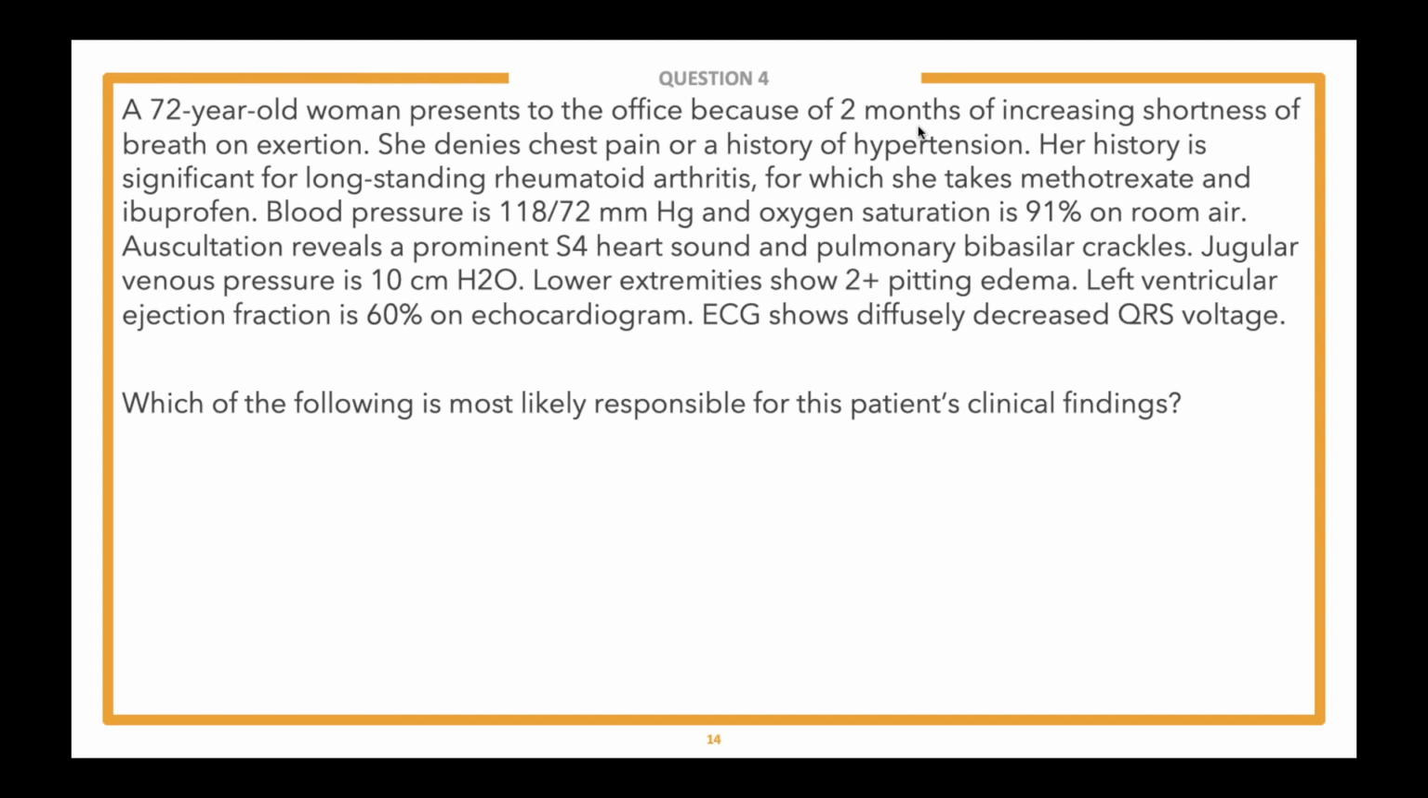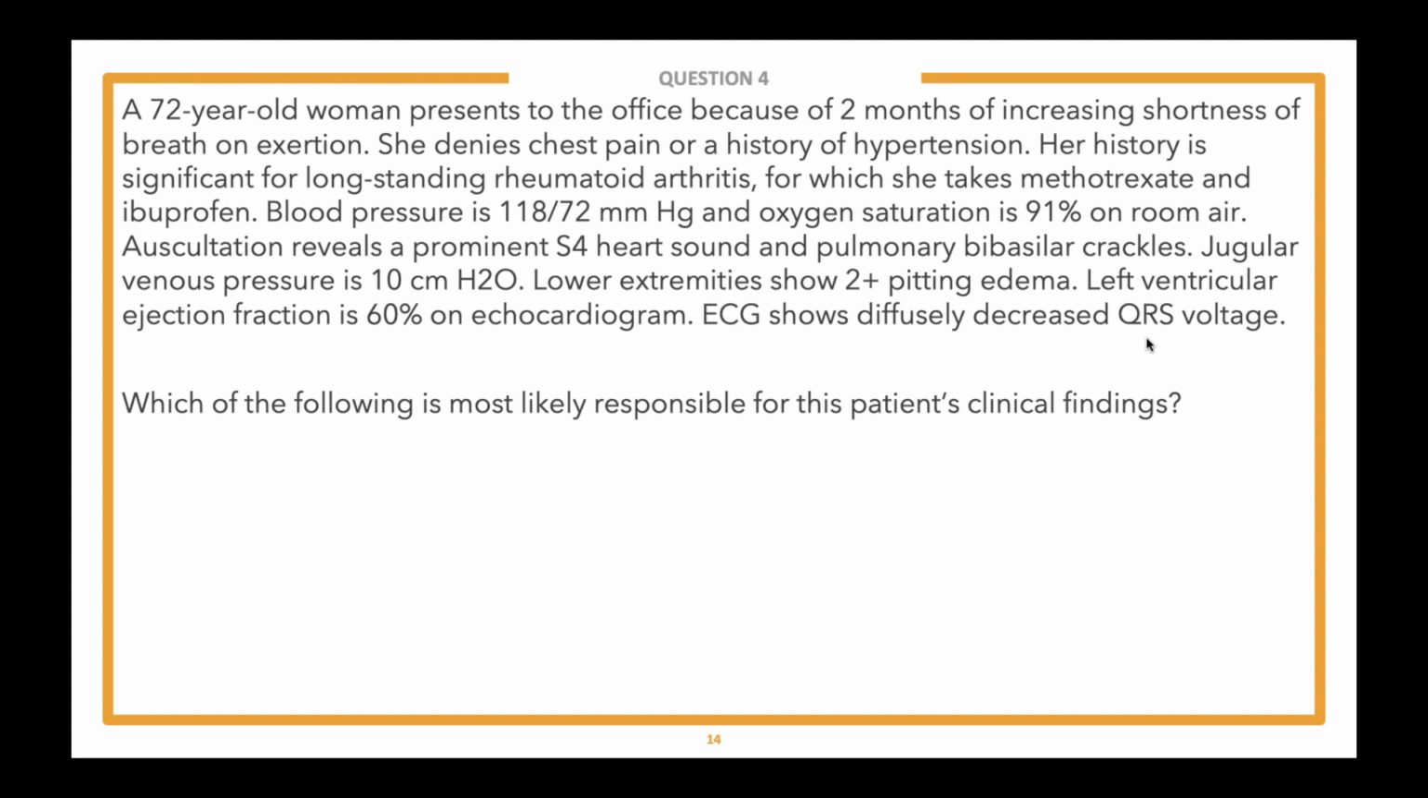Once we read the lead-in, we'd like to ask our students how many steps they believe this question will require. So I'll give all of you a few moments here to let us know in the question box how many steps you think this question will require. All right, let's go ahead and read that vignette.